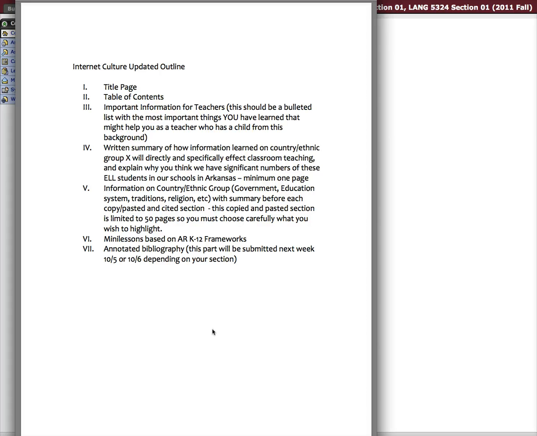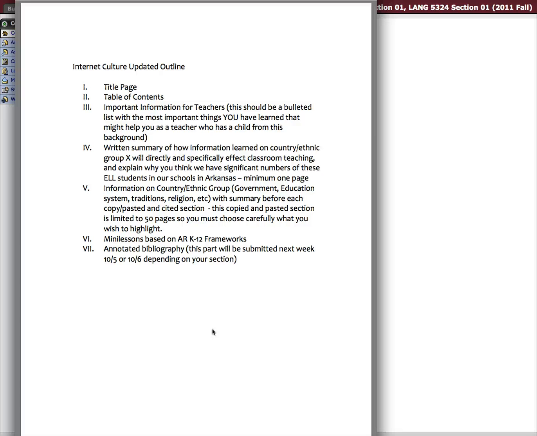You should have a Word document that you open, that you put a title page on with the name, your country. You should have a table of contents where it's listed all the things that are included in your Internet Culture Project resource guide, your electronic notebook. Then the third thing you should find and put together is the important information for teachers. This is not something you're going to find online. You're not going to do a Google search that says important information for teachers.